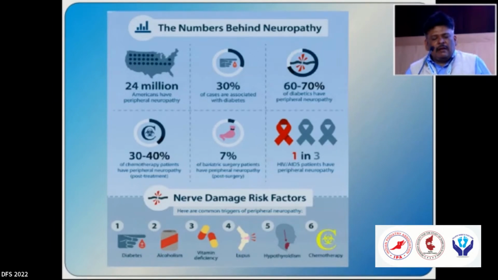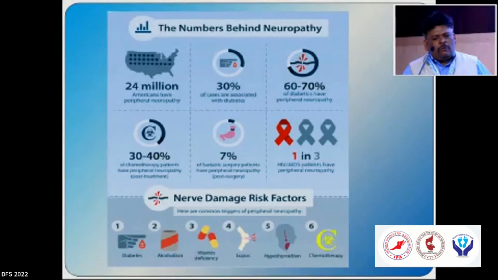Now, what are the other causes? Why we said it's a diagnosis of exclusion. You need to rule out history of alcoholism, history of vitamin deficiencies, particularly B12 and D deficiencies, vasculitis and lupus related issues, hypothyroidism, and chemotherapy or cancer itself can cause peripheral neuropathy. Once we have ruled out these causes, then label it as diabetic peripheral neuropathy.